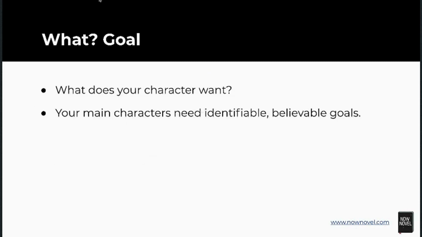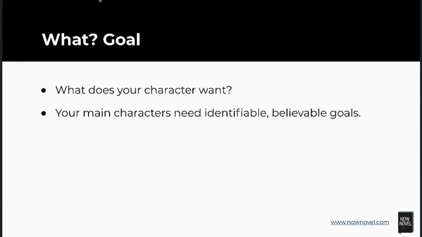Let's start with the what, the goal. So we ask ourselves the question, what does your character want? Your main characters need identifiable, believable goals. What makes them identifiable is that they need to be the kind of goals that readers understand, that readers can identify with, that they can feel something for, that they can root for the character to achieve. And they need to be believable. That's where motivation comes in, which we'll discuss a little later.